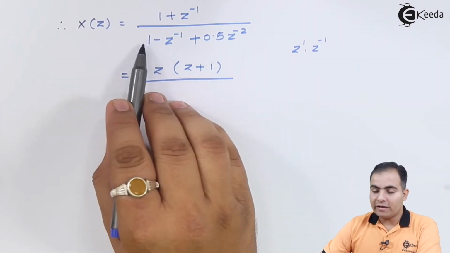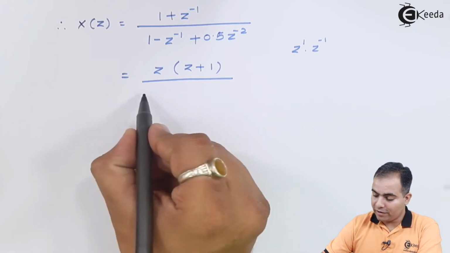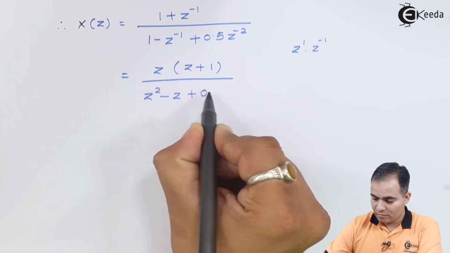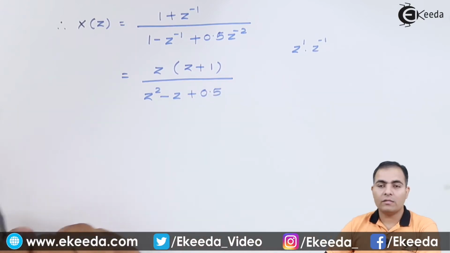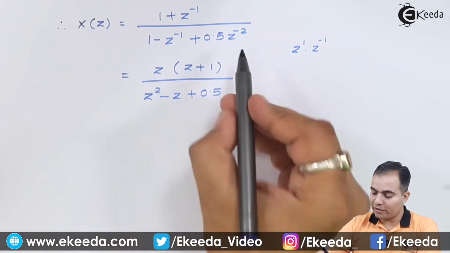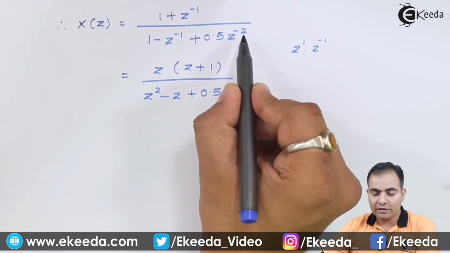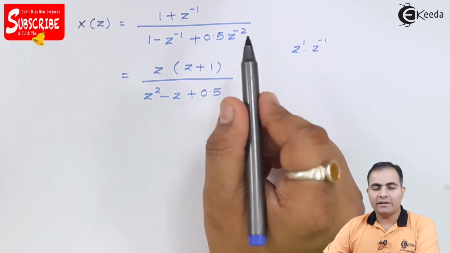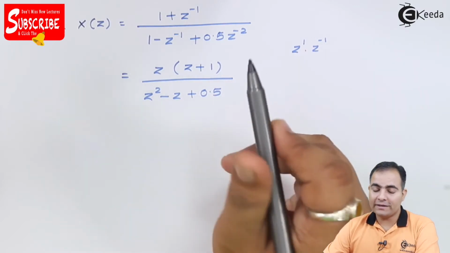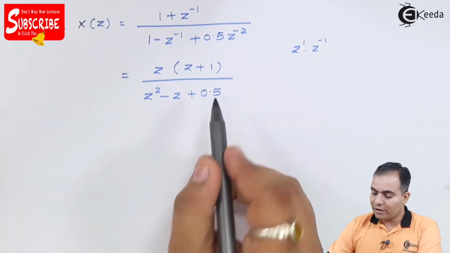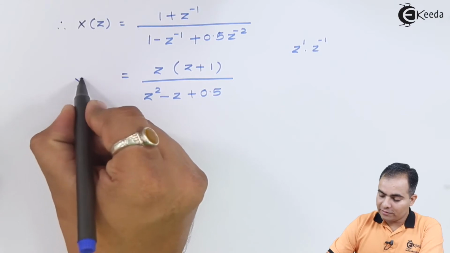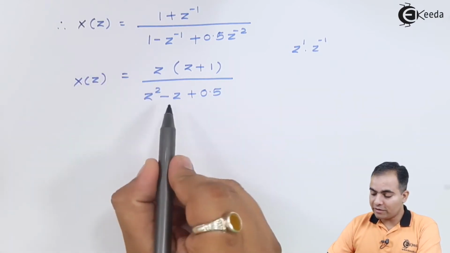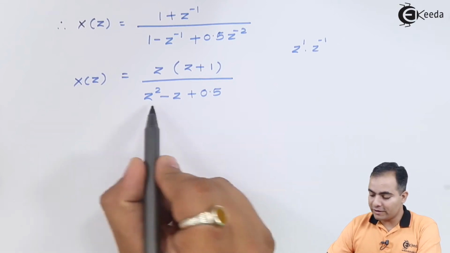Now if I multiply z square in the denominator, then what will you get? z square minus z plus 0.5, because here also z to the power minus 2 and z to the power 2, the powers get added, and you get 0 in the power, and z to the power 0 is always 1. So 1 into 0.5 is 0.5, and this is my X of z. Now here I will keep one z on the left hand side, as well as I'm going to substitute the values of poles in my function.